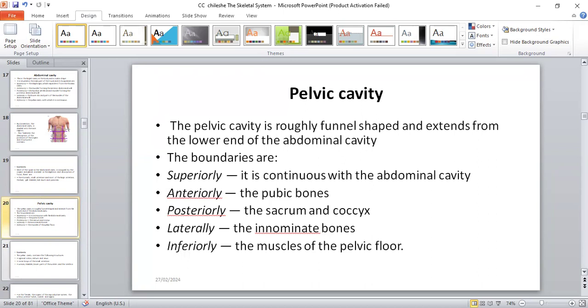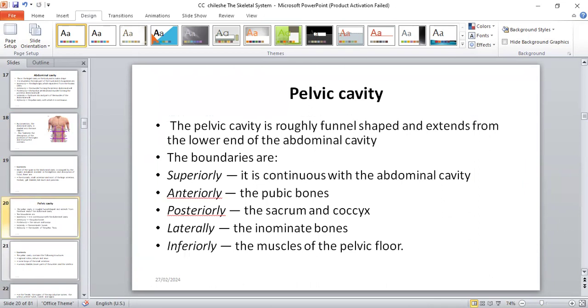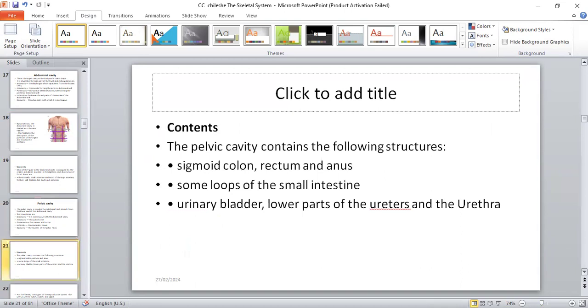Anteriorly, we have pubic bones. Posteriorly, we have the sacrum and the coccyx. And laterally, we have innominate bones. You will see them soon as we start looking at them. Inferiorly, we have the muscles of the pelvic floor.